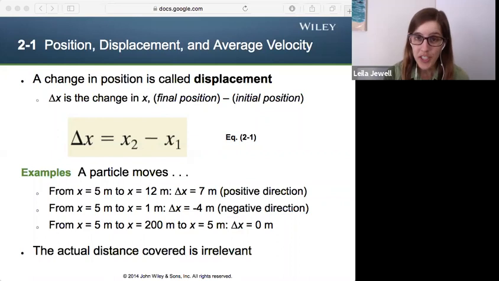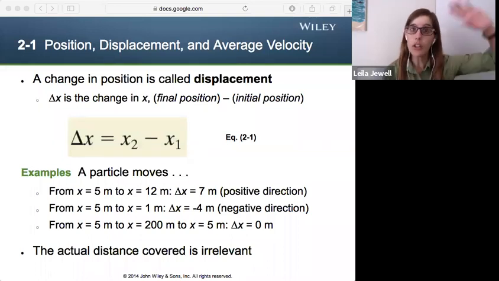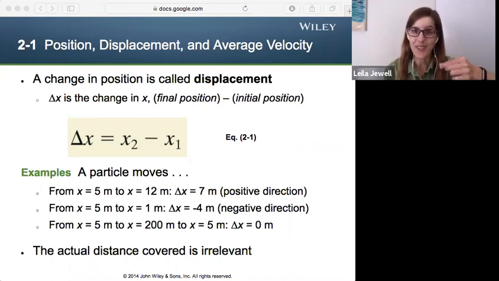That's the interesting thing about displacement that's a little bit counterintuitive: it's not about the distance traveled. You can go all the way over to 200 meters and back, and displacement doesn't care as long as you're right where you started. The displacement net is still 0. That's a good way of describing it. It's the net change in position.